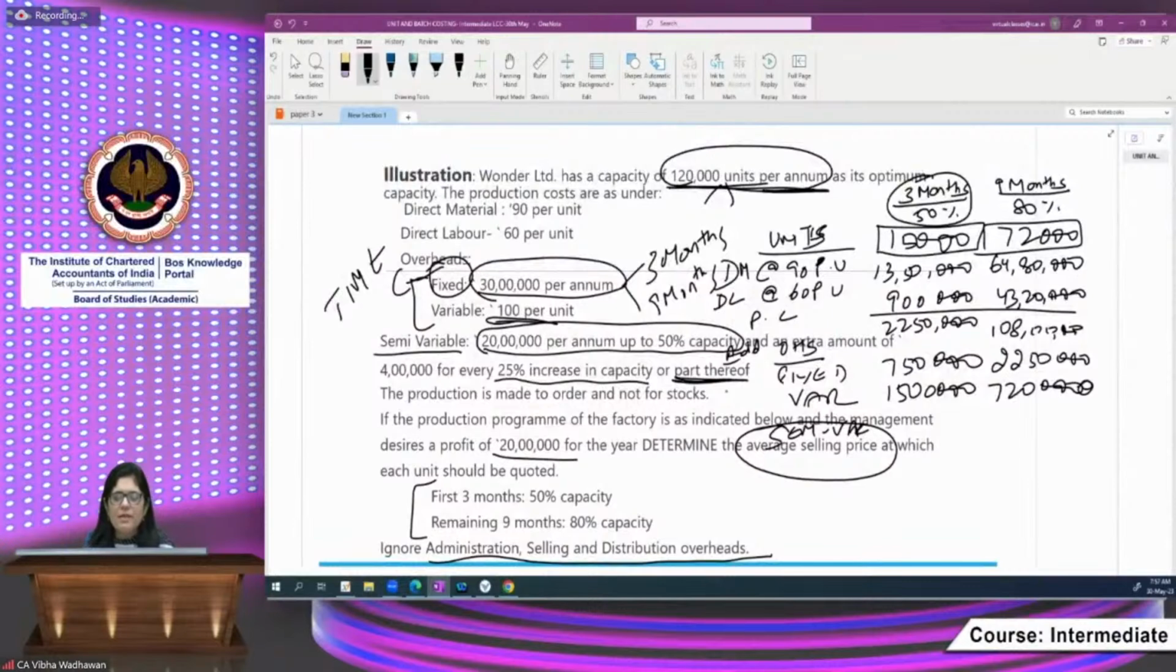Can you tell me semi-variable for the first 3 months at 50% capacity? How much should be the semi-variable for the first 3 months? That is 50% capacity. Any answers? Okay, let us wait for more answers. Semi-variable.